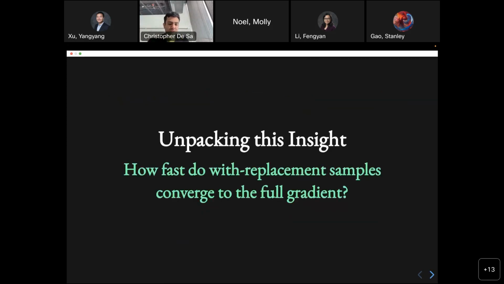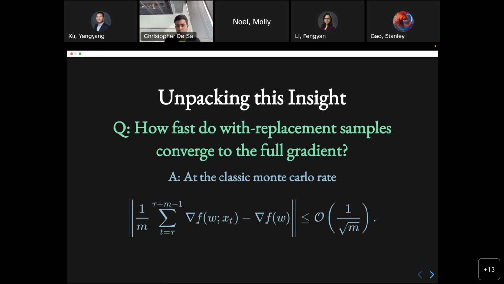And just to give some illustration, for with-replacement sampling, that is, every time you draw an example, you draw it independently at random from the whole data set, these are just going to converge to the full gradient at the classic Monte Carlo rate of big O of 1 over square root of m. That should be fairly obvious. It's because we're averaging a bunch of independently drawn things, and they're going to converge to their expected value at the rate of big O of 1 over square root of the number of things we drew.